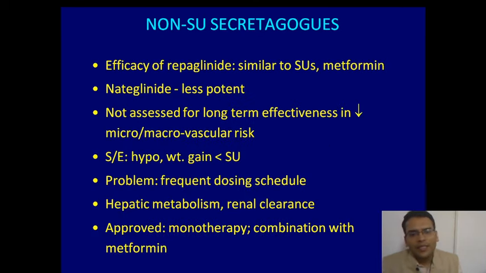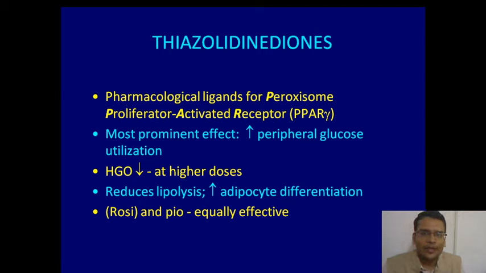So the problem with these agents is you require a frequent dosing schedule. You require to give these agents before each meal, and these agents have been approved as monotherapy and also as combination with metformin. Coming on to thiazolidinediones, these are pharmacological agents for PPAR gamma or peroxisome proliferator activated receptor, and their most prominent effect is to increase peripheral glucose utilization.